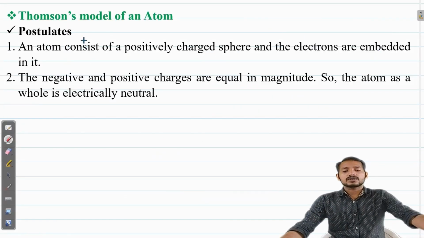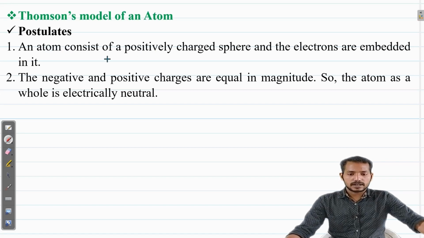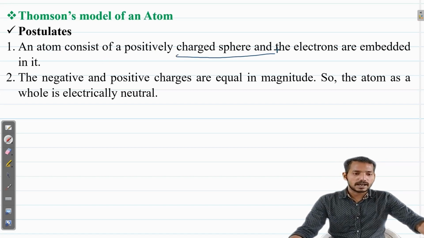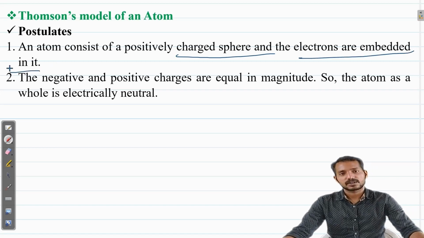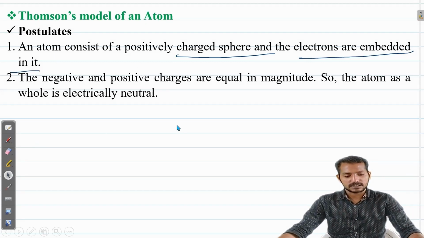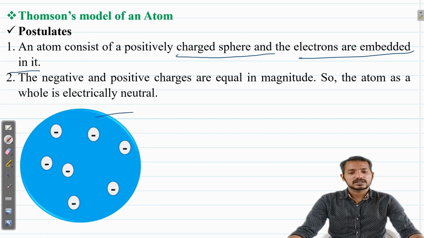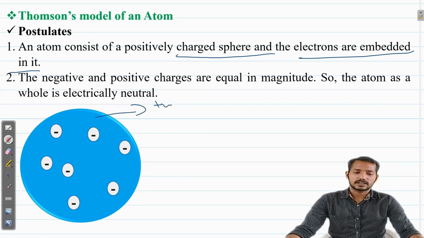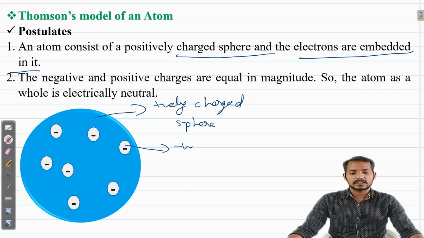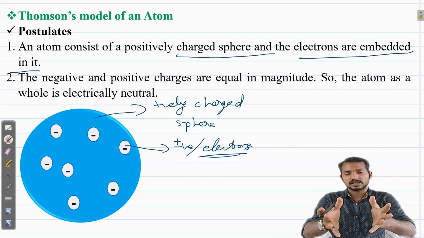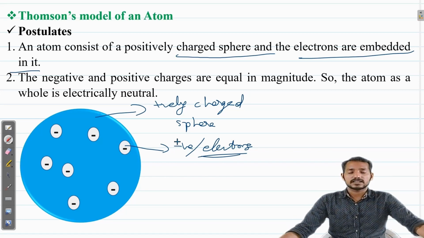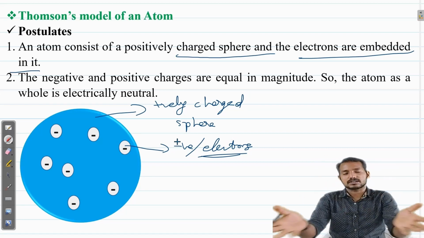The first postulate of this atom model is that an atom consists of a positively charged sphere and the electrons are embedded in it. Diagrammatically we can represent it like this. The blue sphere represents the positively charged sphere, and these electrons are embedded in it. Clear? So this is the structure of the atom proposed by J.J. Thomson. He said the structure of the atom is like this.